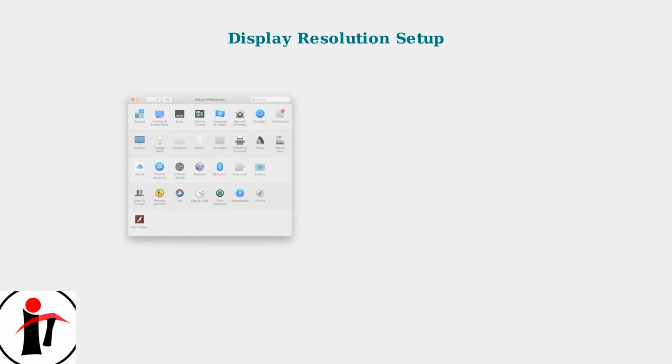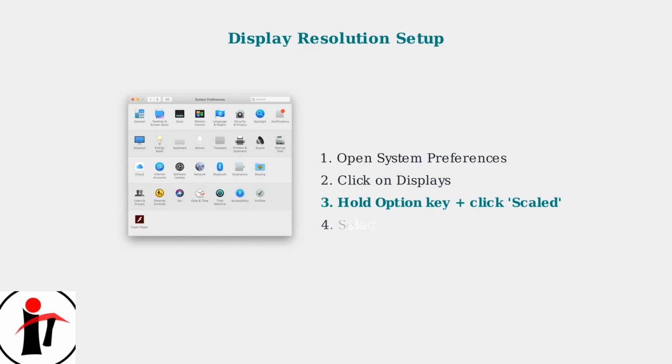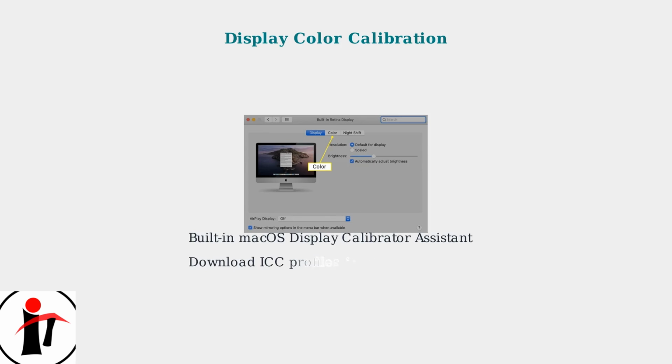Next, configure your display resolution in System Preferences. Navigate to Displays, then hold the Option key while clicking Scaled to reveal all available resolutions. Select your monitor's native resolution for the best image quality. For optimal color accuracy, calibrate your display using the built-in macOS Display Calibrator Assistant. You can also download manufacturer-specific color profiles from Sceptre's website for better color reproduction.